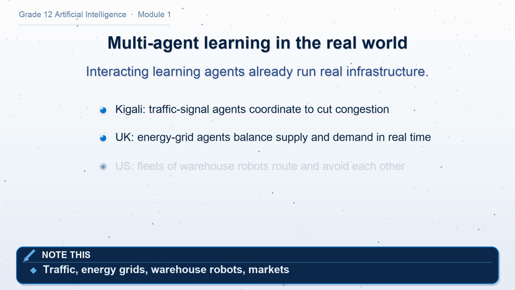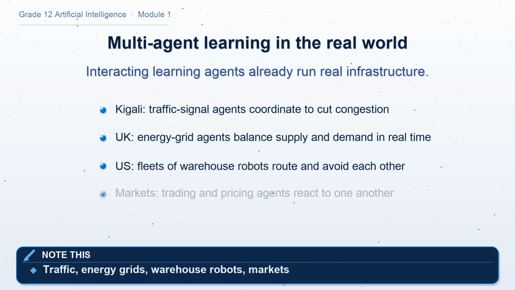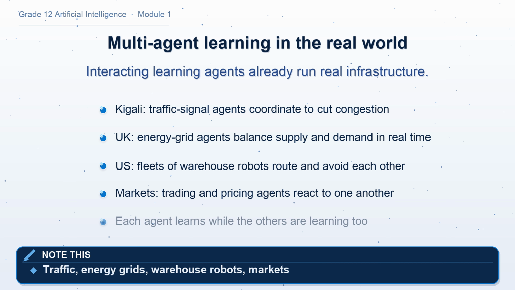In warehouses across the United States, fleets of robots learn to route packages and avoid one another while sharing the same floor. Financial markets, too, are full of trading and pricing agents reacting to each other's moves. In every case, the same challenge appears. Each agent is learning while all the others are learning too.